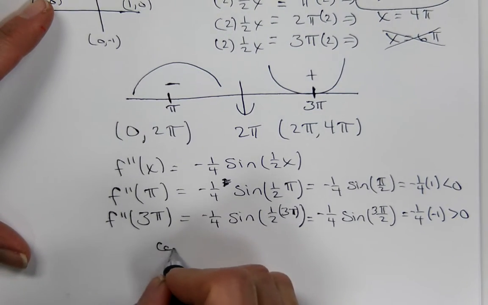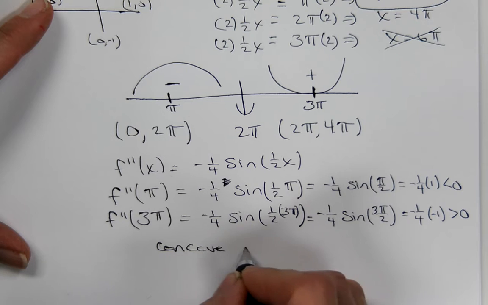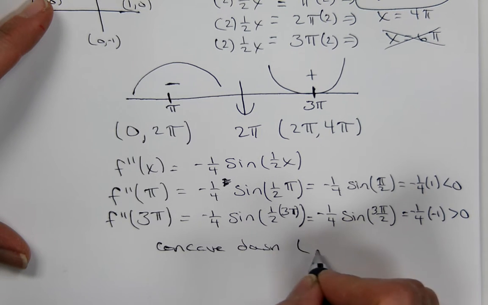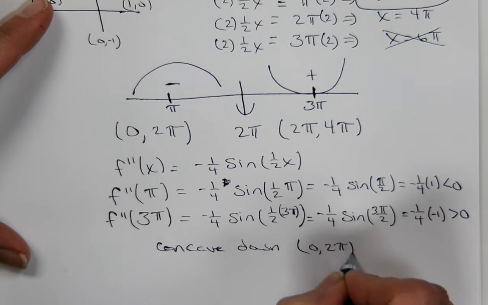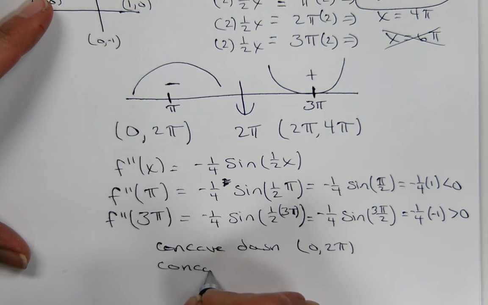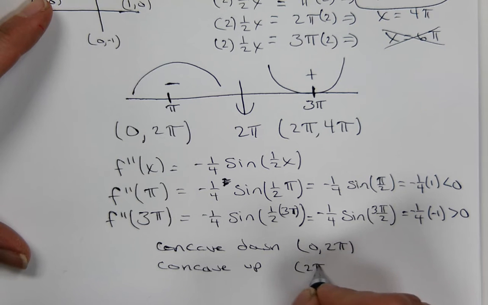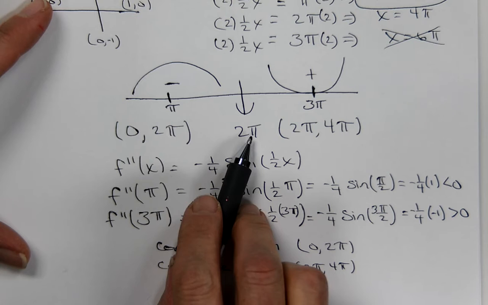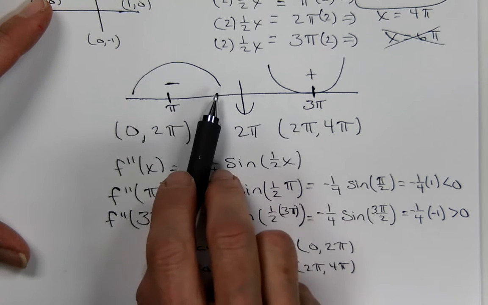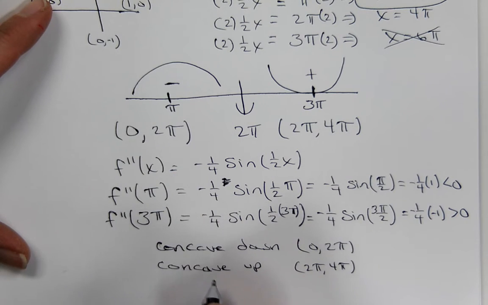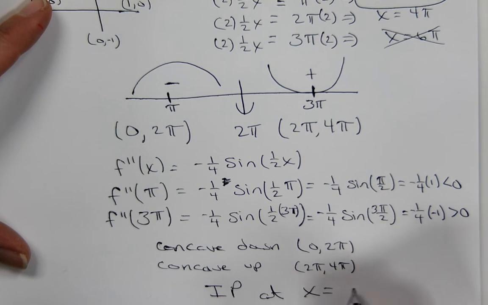So we have concave down from 0 to 2 pi. Concave up from 2 pi to 4 pi. And because at the place where the second derivative was 0, we have a change in concavity on either side of it, it is officially an inflection point. So there is an IP, inflection point, at x equals 2 pi.